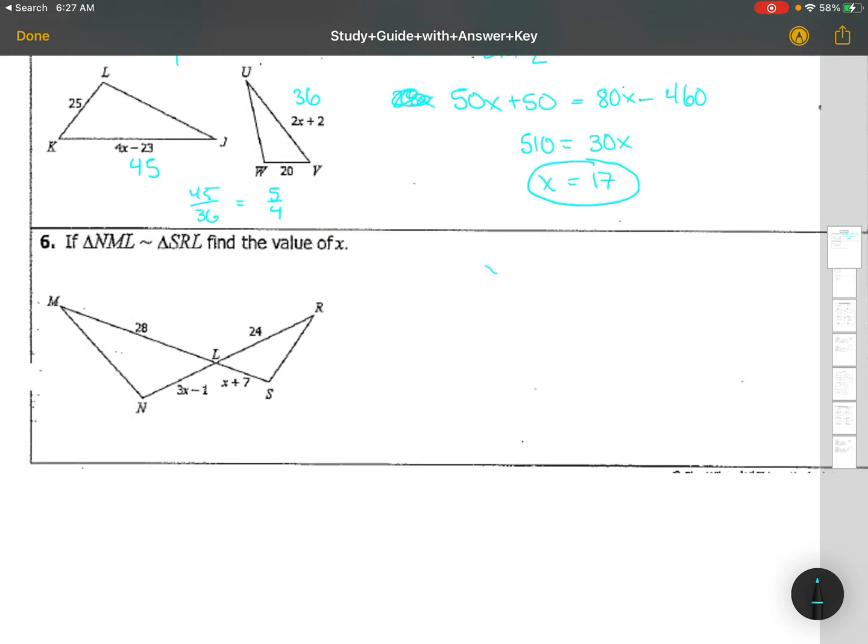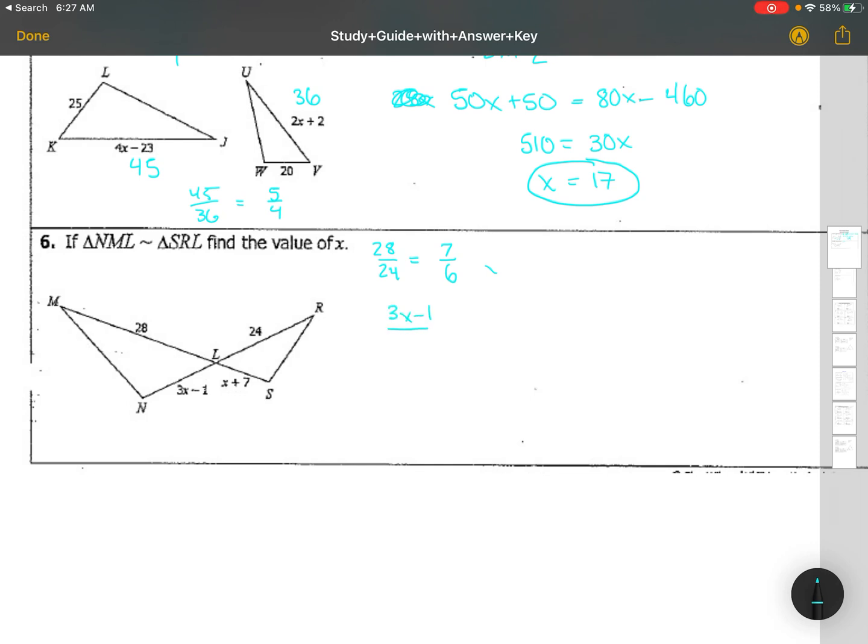Number 6, we have NML is similar to SLR. So ML is proportional to RL. So that gives us 28 divided by 24. 4 divides into both of those. So that's going to give us 7/6 as a simplified fraction. So then NL is proportional to SL.